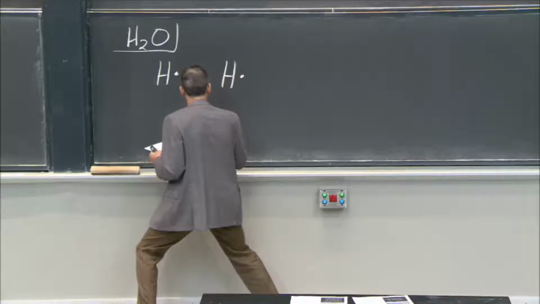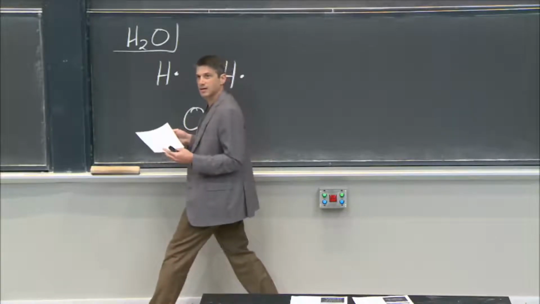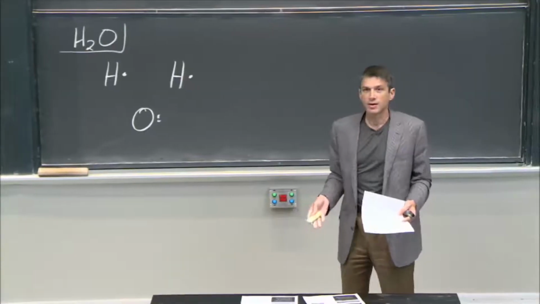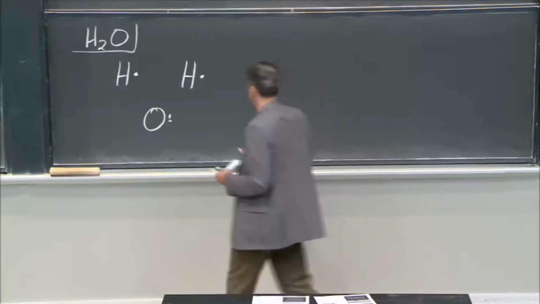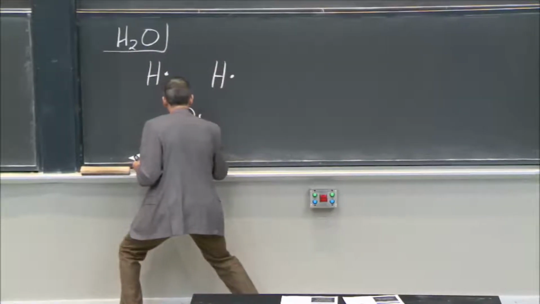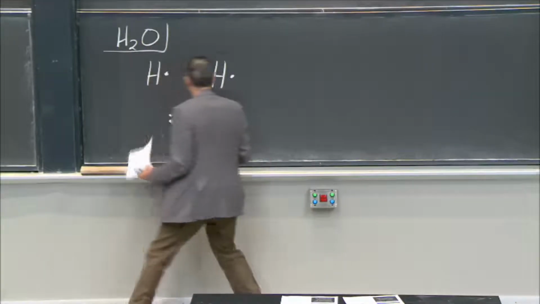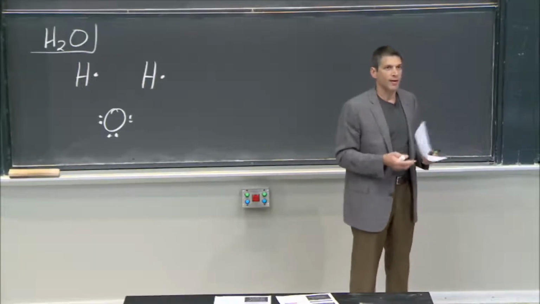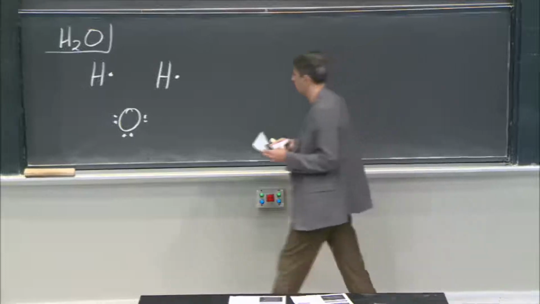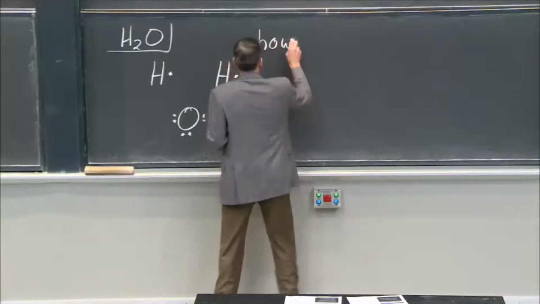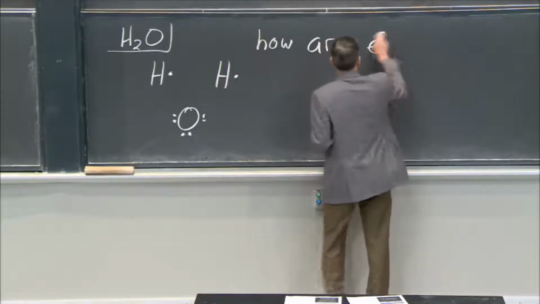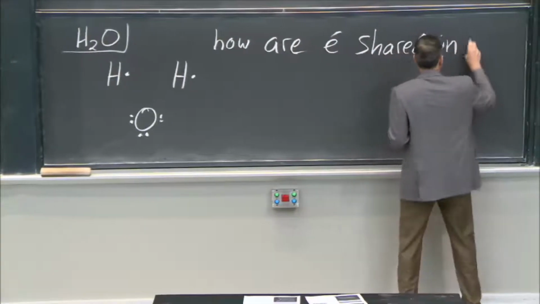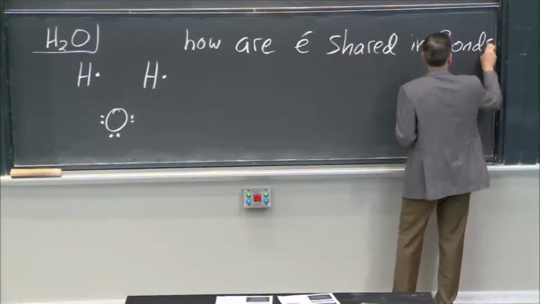Now, how many dots do I have for oxygen? I forget. 6. And if you didn't know, you know where to look, because you're always carrying your periodic table with you. Always. And so I might write 6 like that. But okay, what lines do I draw where? How are these shared? So how are the electrons shared in bonds? In covalent bonds.